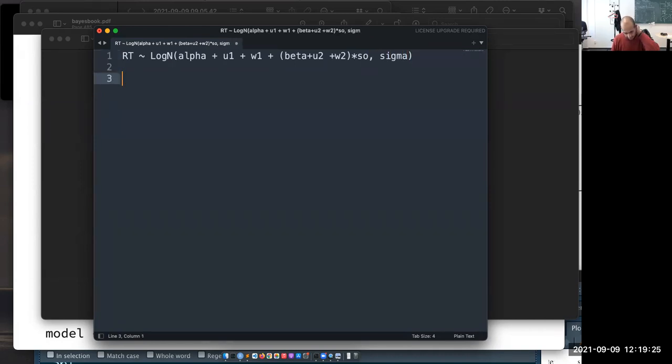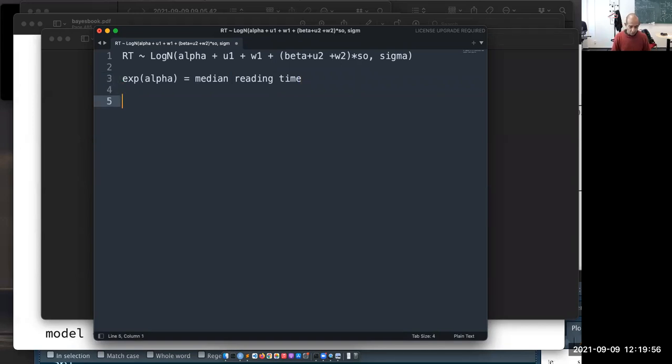So what's interesting here is that because this is a log normal, my alpha parameters now represent the reading times on the log normal scale. If I want to get back to the millisecond scale, I just have to exponentiate the alpha, and the alpha will give me the median reading time. Right? The exponent of the alpha gives me the median reading time.